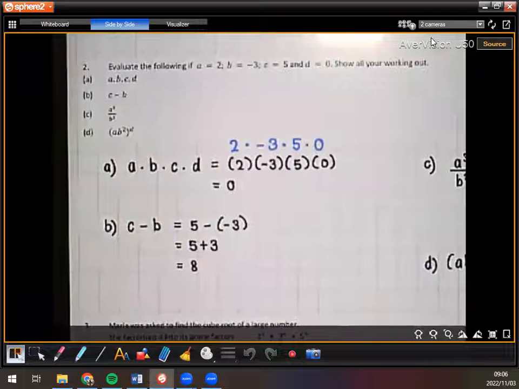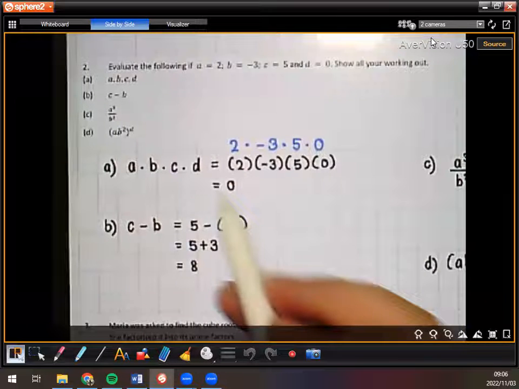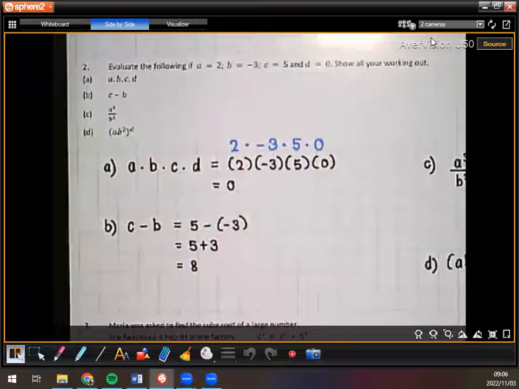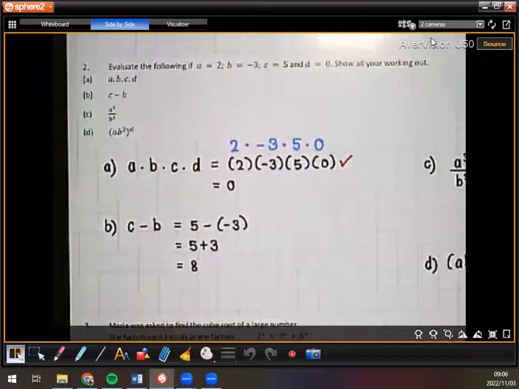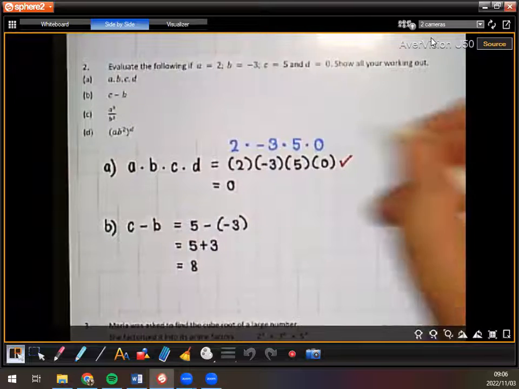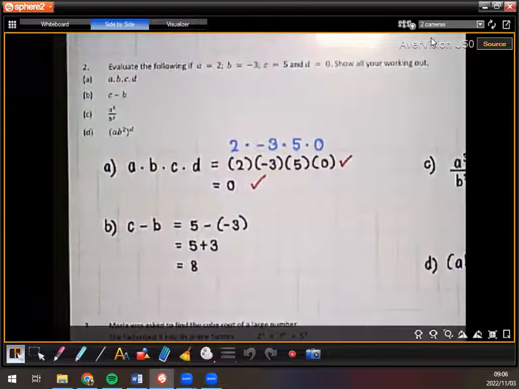In this case, it really matters because what is anything multiplied by 0? 0. So it doesn't matter what the first 3 numbers are, because you're multiplying that whole thing by 0, your answer is going to be 0. This would be a 2-mark question, guys. One for showing that you put the values in, and then one for the answer.